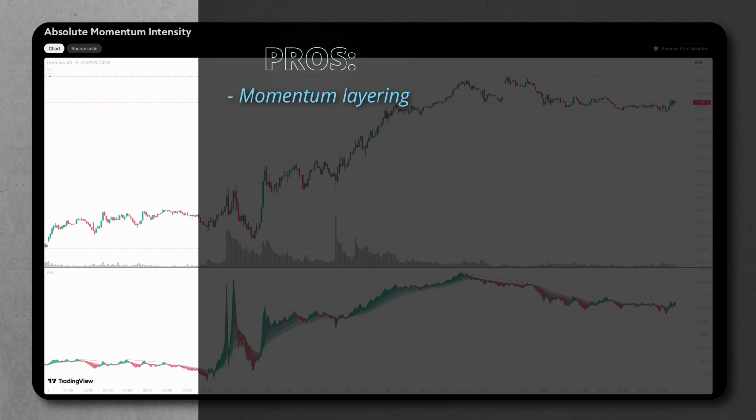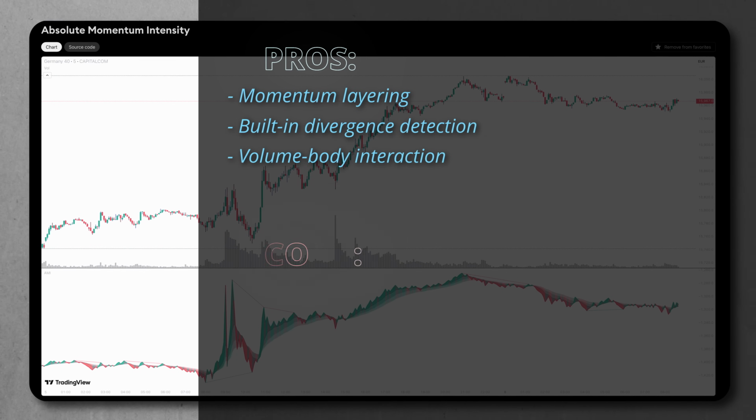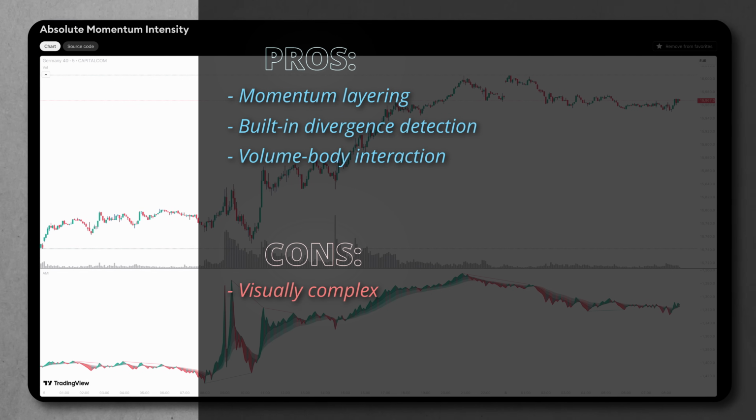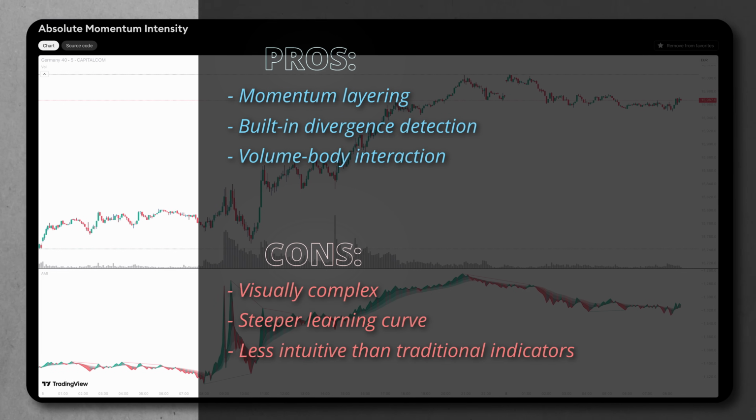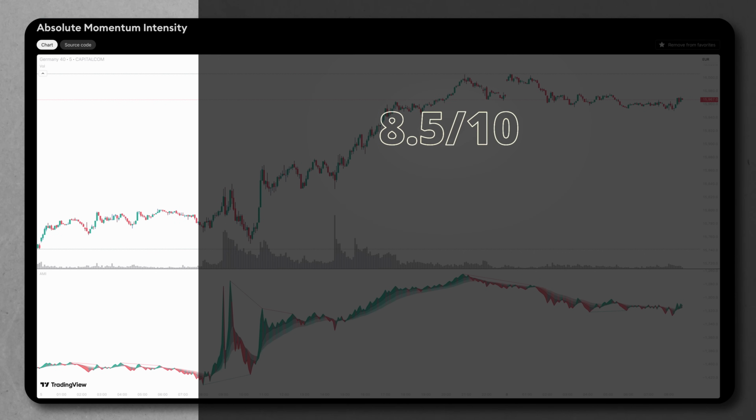Pros: momentum layering, built-in divergence detection, volume body interaction. Cons: visually complex, steeper learning curve, less intuitive than traditional indicators. Ranking: 8.5 out of 10.